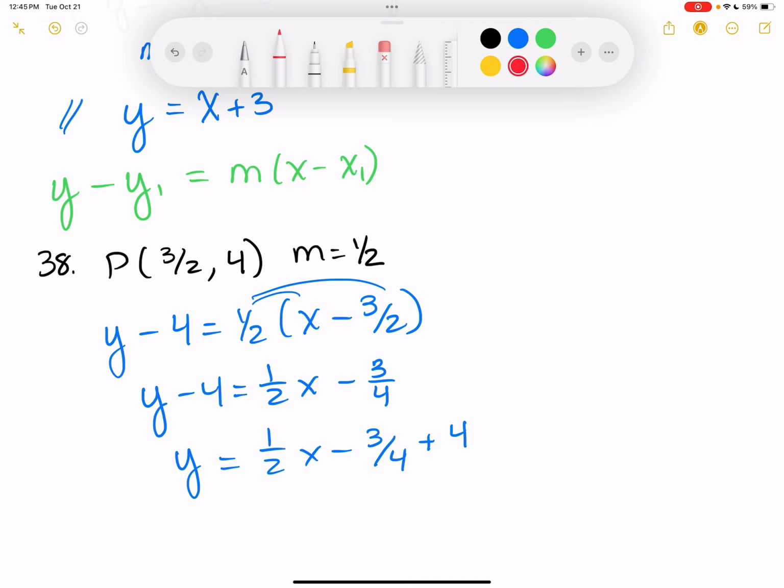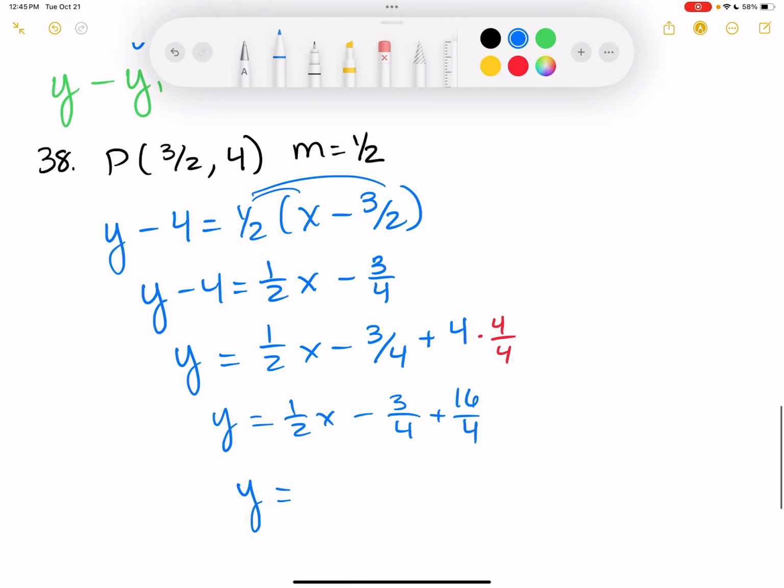Divide by 4, so 16 over 4. Yep, so I need to multiply it by 4/4. So that ends up giving me a 16/4. So I have y equals 1/2 x minus 3/4 plus 16/4, for a final answer of 1/2 x plus 13/4. And that's how you leave your answer like that.